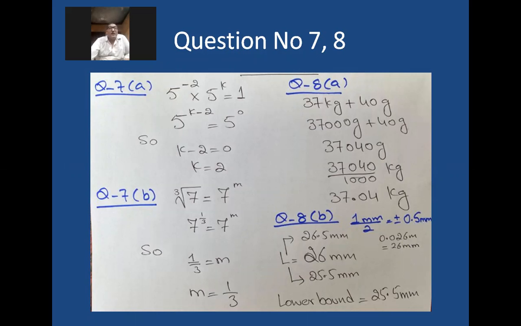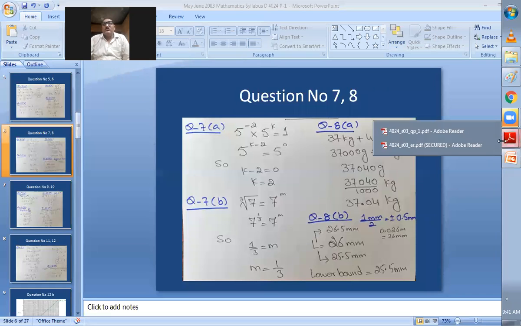If you want to find the upper bound, add 0.5 millimeter to it. So the upper bound will be 26.5 millimeter. If you want to find the lower bound, you subtract the 0.5 millimeter from it. So you will have 25.5 millimeter. The actual question was what is the lower bound of the length? So that is 25.5 millimeter. I hope that you have understood the procedure for getting the lower bound. So that was question number 8b part. Let's move to the next question.